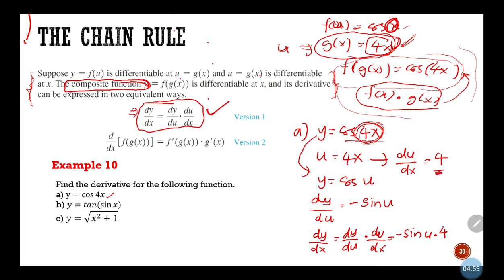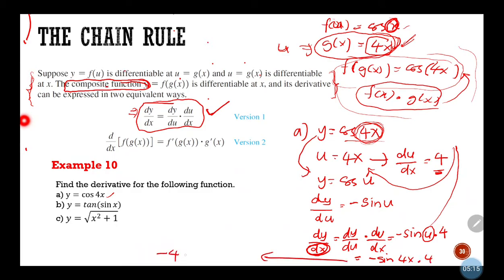Betul tak? du over dx is 4. But do not forget, because this function dalam bentuk variable x, gantikan balik u ni. U is equals to 4x. So here you have negative sin 4x times 4, ataupun yang cantiknya kalau kita tulis negative 4 sin 4x. Okay, boleh faham tak? Kalau tak faham, then you just play again this video.